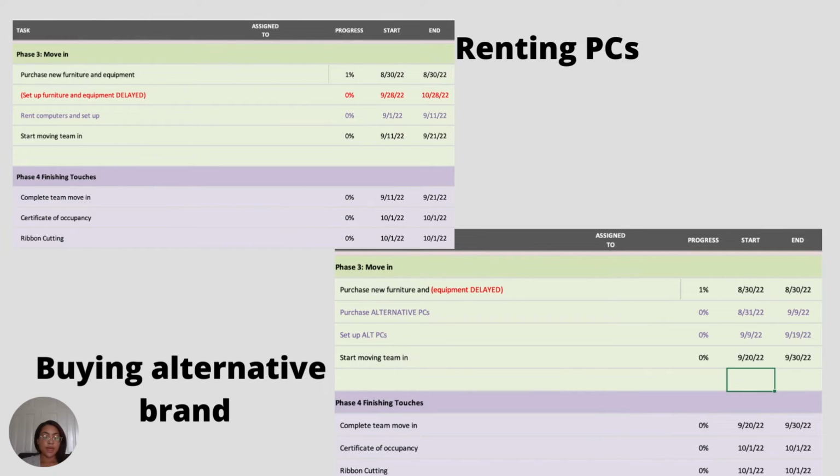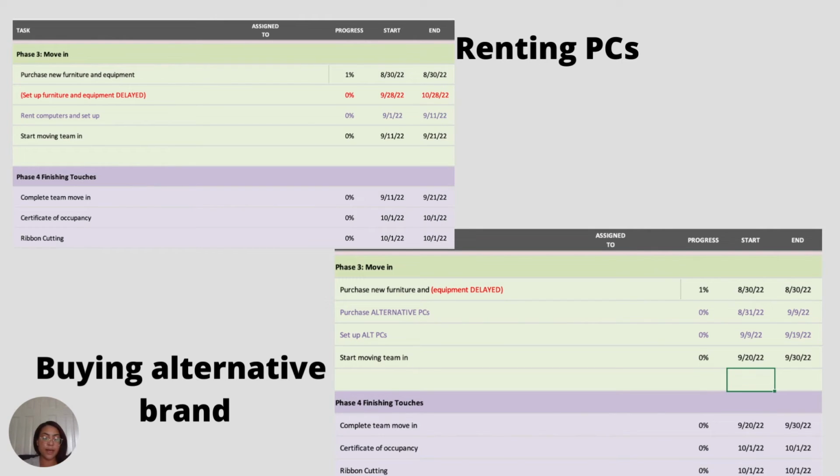So here we have our Gantt charts that are reflecting our new scenarios, and we can compare them. Our renting PC scenario puts us at September 1st, gives us about 10 days till the 11th to set everything up, and then we can start the team move-in when the computers are done, and that puts our completed move-in at the 21st, and then we can meet our move-in date at October 1st.